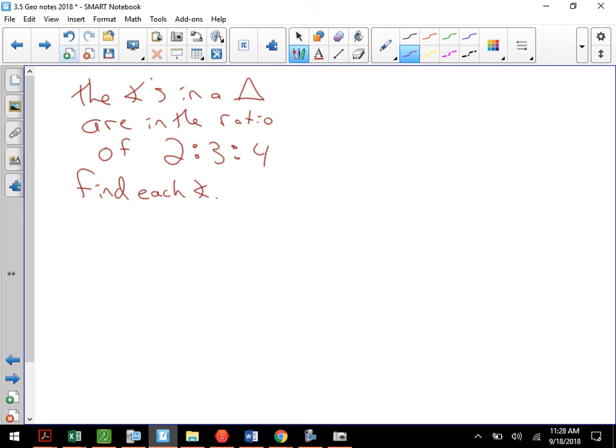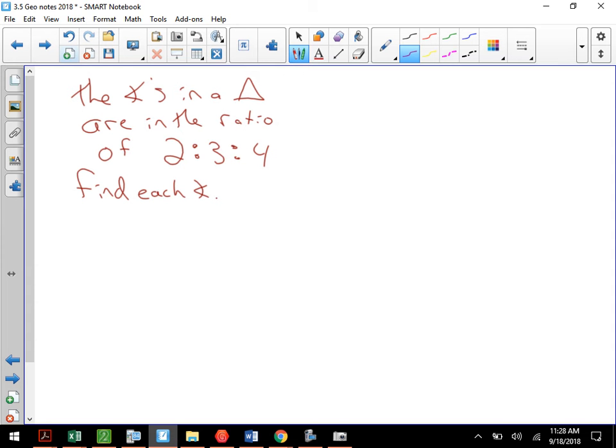So when you don't know what something is, what do you usually assign to it? A variable. Good, an x. Now, when you have this ratio, sometimes they call it an extended ratio. It just means if it says 2 to 3 to 4, that's 2x, 3x, 4x. So what do those three angles have to add up to equal?